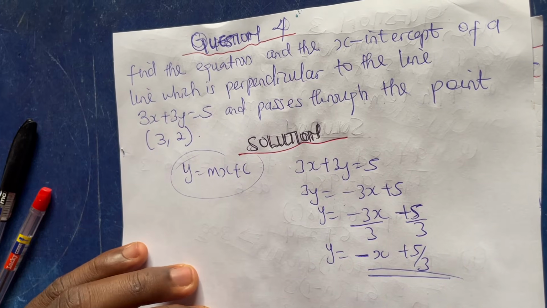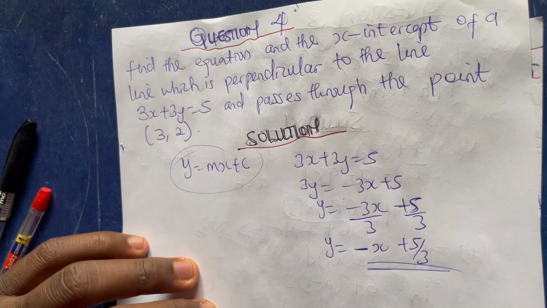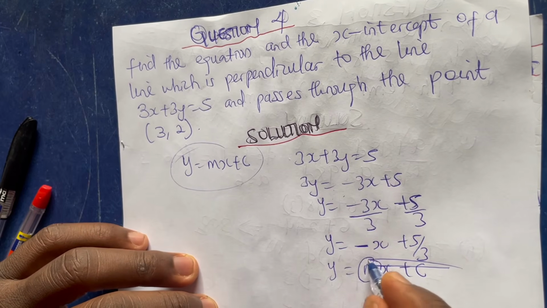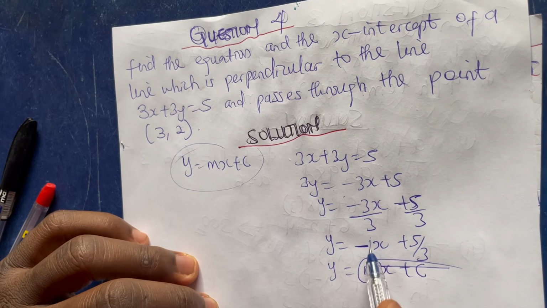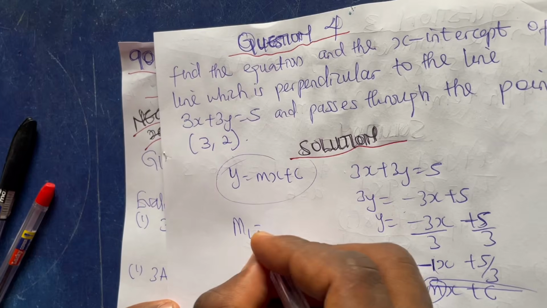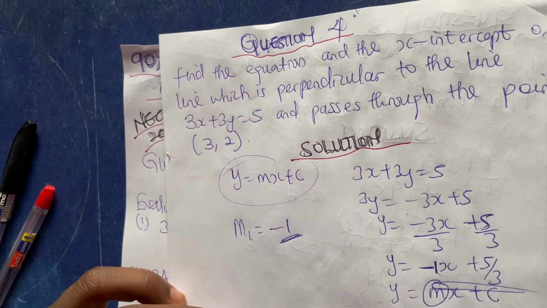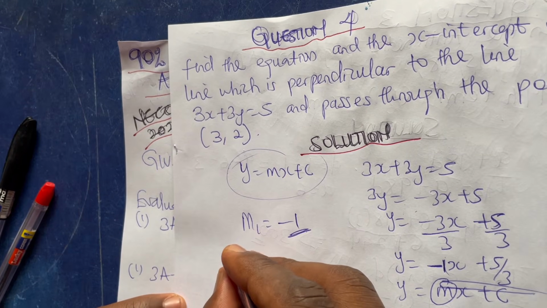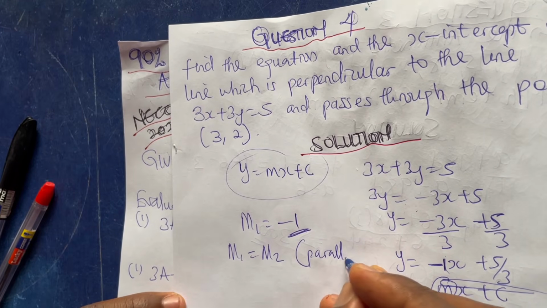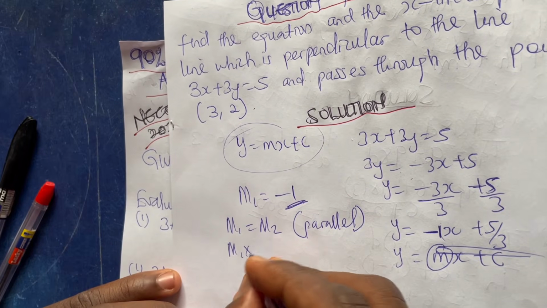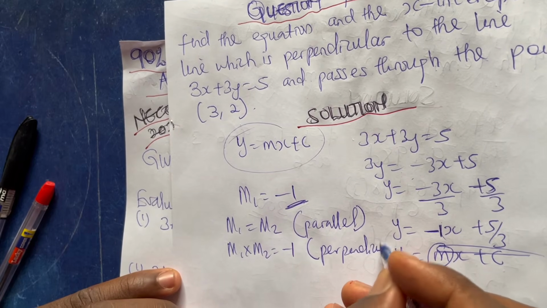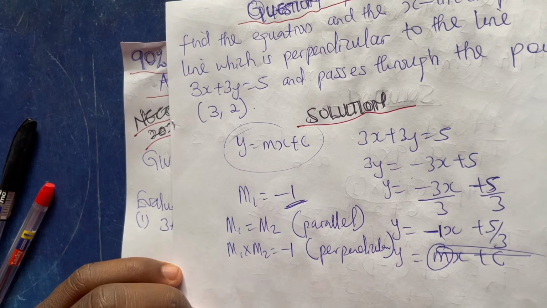So if I have this now, remember that this is y equals mx plus c. This m is my slope. So my slope here is minus 1. I will come here and say m1 equals minus 1. There is this principle you need to know: m1 equals m2 for parallel lines, whereas m1 times m2 equals minus 1 if the two lines are perpendicular to each other.